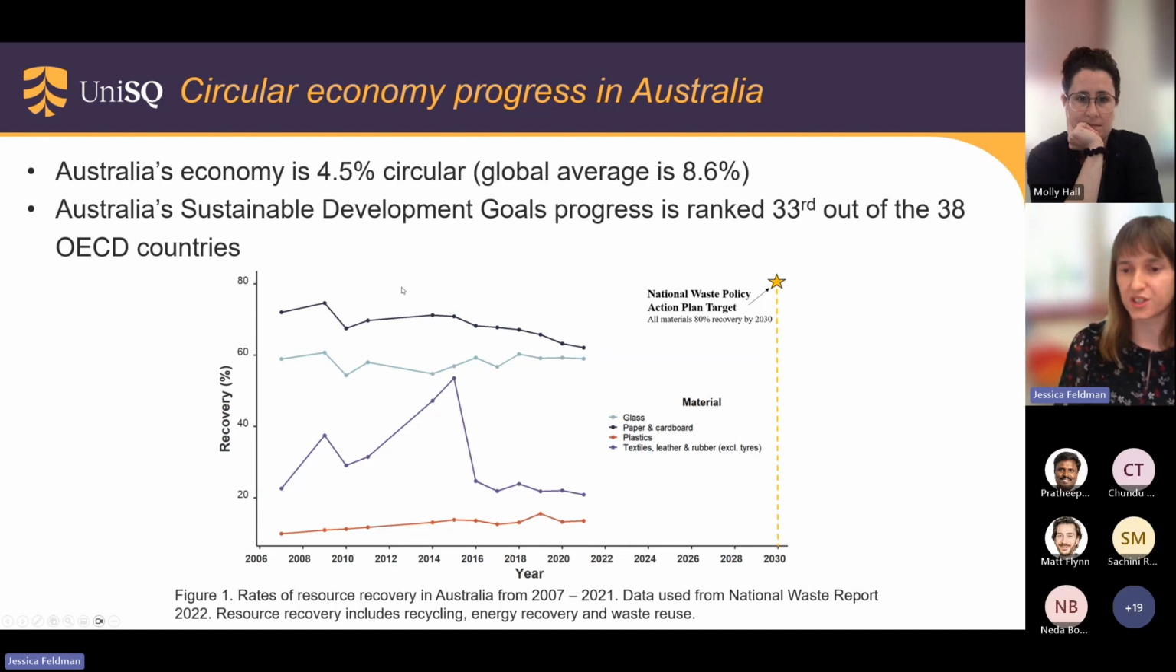And in this figure here, which is showing the rates of recovery of some of the more common materials over time, and sorry, I'll just define for those not familiar, recovery is just when a material reaches end of life. If it's recovered, it doesn't go to landfill, and instead it's reused, recycled, or goes into another product. So you can see in this graph that recently, we are stagnating or even slightly decreasing in our recovery rates. And we're definitely not on track towards achieving the goal of 80% recovery for all materials by 2030.